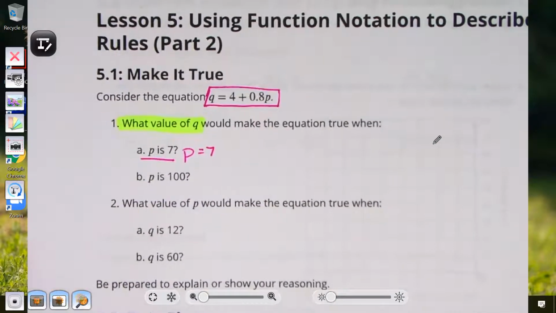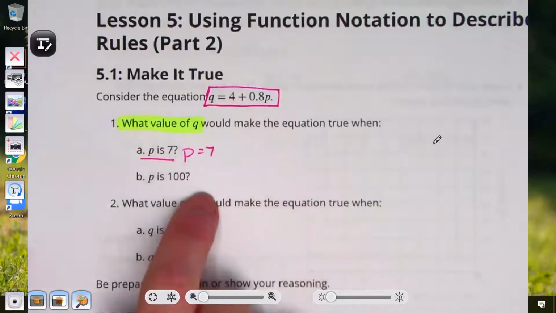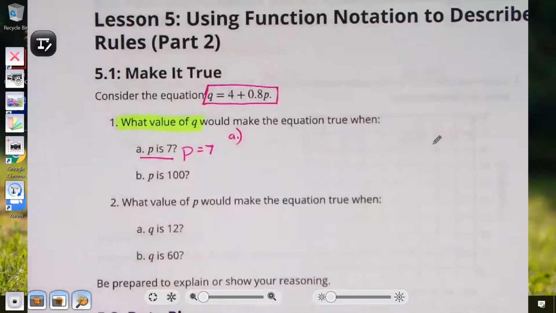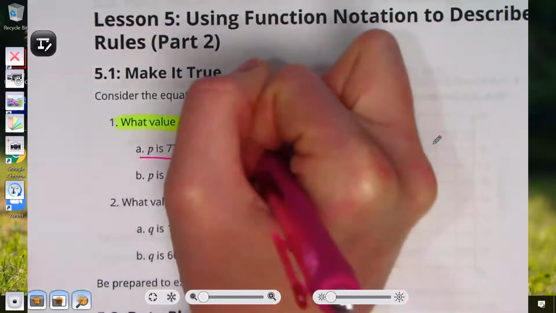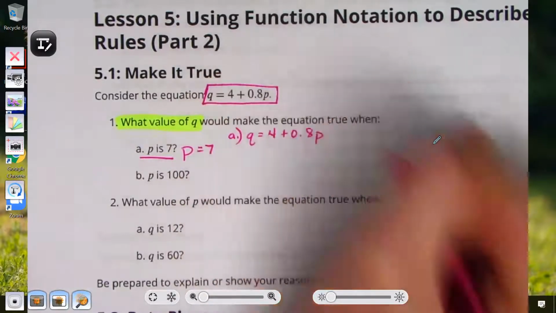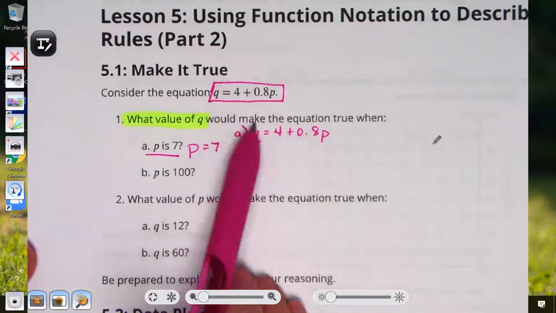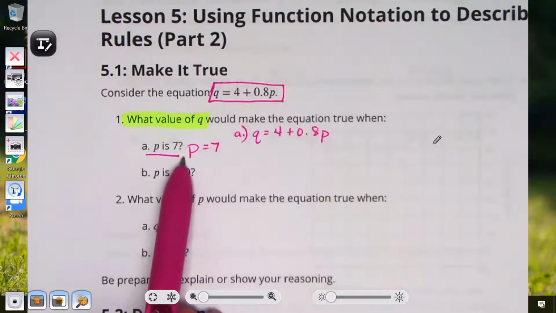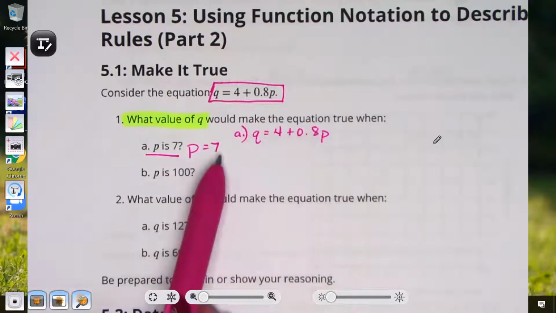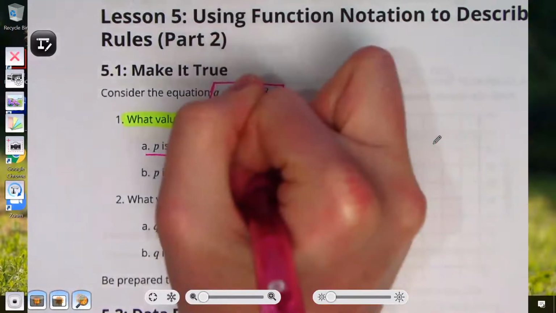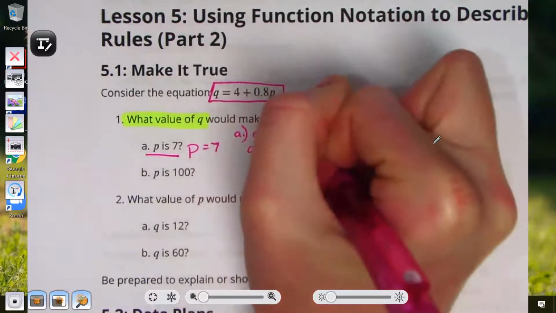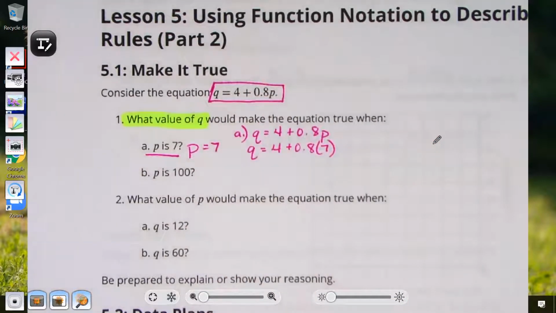Okay, so what do we know when we have an equation and we have a variable? Plug it in. We plug it in. So this is part A, and I'm going to start off by writing my equation. Okay, so there's my equation. Here's my variable. What am I going to change in my original equation? The P, I'm going to change it to a 7. So I'm just going to rewrite it. I have Q equals 4 plus 0.8, but instead of the P, I'm going to change that to a 7.